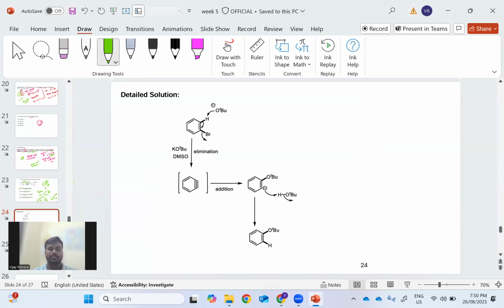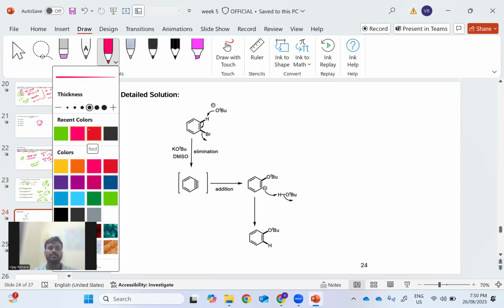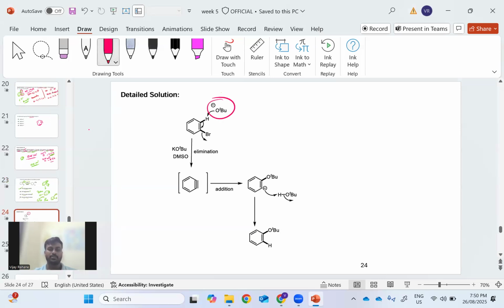So the earlier case, as I have shown the mechanism also in the previous slide. Once this t-BuO- abstracts the proton, there will be elimination, and then again the addition of this t-BuOH. So that's the addition reaction. So this elimination-addition type of reaction takes place for the formation of this product.